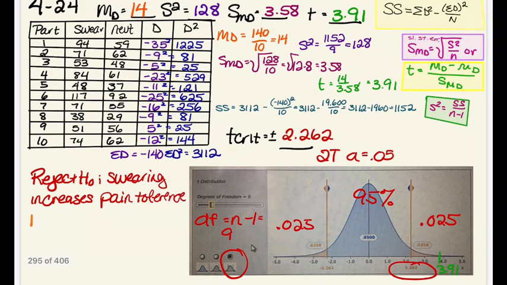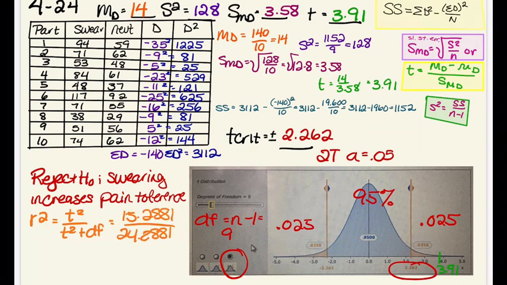Then we're asked to measure the size of the treatment effect by computing R squared, the percentage of variance accounted for. The formula for R squared is t squared divided by the sum of t squared plus degrees of freedom. In this case, we have a value of 0.629.